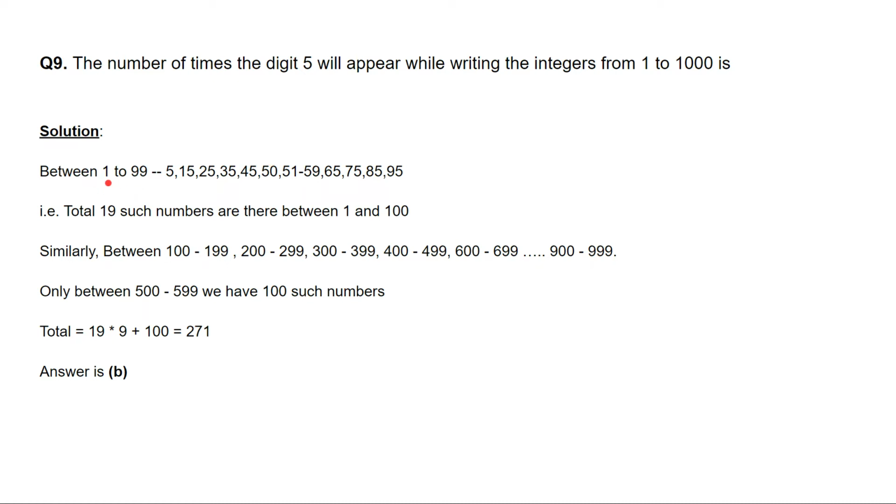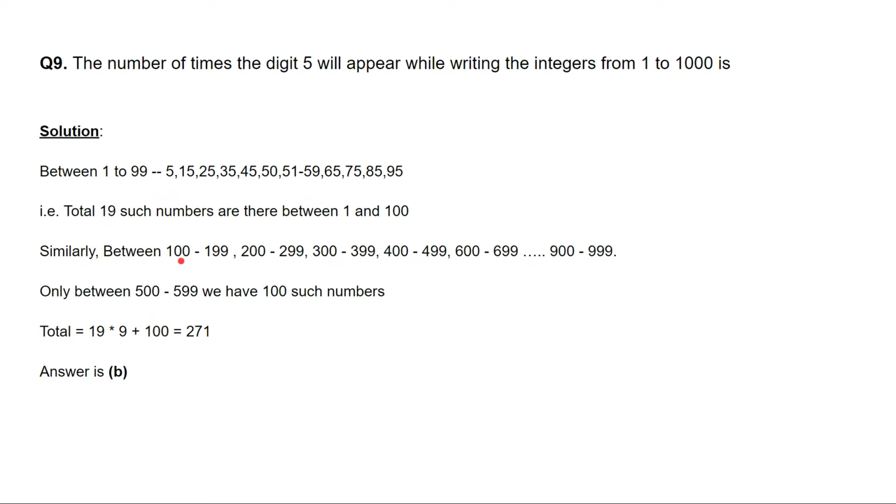So if we take between 1 to 99, these are the numbers which have digit 5 in them. You have 5, 15, 25, 35, 45, 50. Then from 51 to 59, there are 10 numbers, sorry, 9 numbers, which have the digit 5. Then you have 65, 75, 85, 95. So in total there are around 19 numbers which have digit 5 in them.